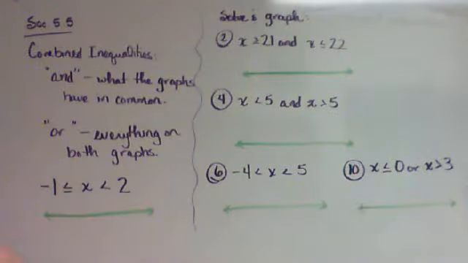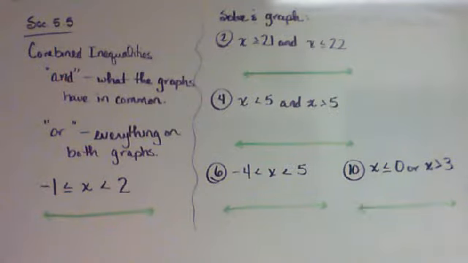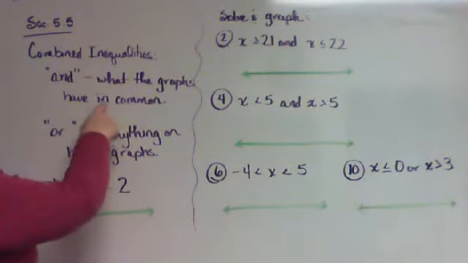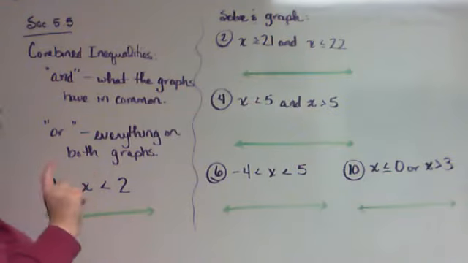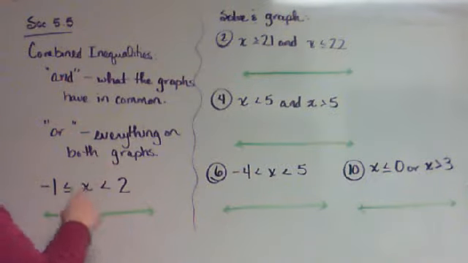So today we're going to talk about combined inequalities. The first thing you need to know is that there are two kinds of inequalities that can be combined. It can be combined with an "and" kind of statement, or an "or" kind of statement. If it's an "and" statement, you want the answer to be what the two inequalities have in common. If it's an "or" statement, you want everything in both answers to be part of your answer.